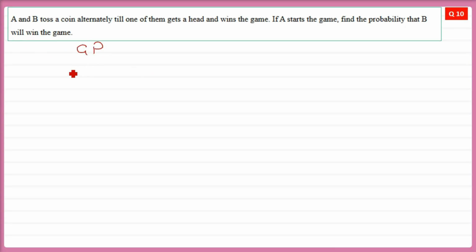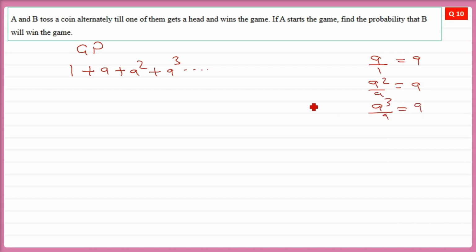First is what is geometric progression. The geometric progression is something like this, where we have a common ratio. Every consecutive element of a series will have the same ratio. That is, a square by a is a, a by 1 is a, a cube by a square is a. I have written a, but it is actually a cube by a square, so just correct it. Any 2 consecutive elements you take, the ratio will be common. So when you add these series till infinity, it will be 1 by 1 minus a. A is the first element after 1, or you can call it a common ratio as well.